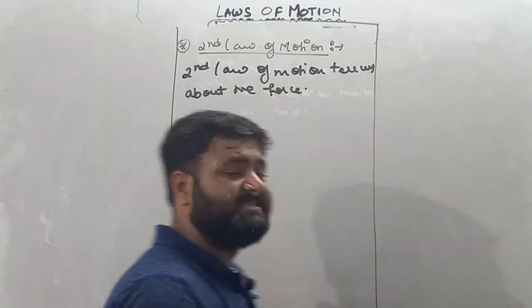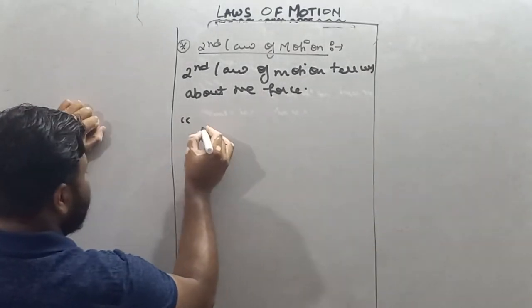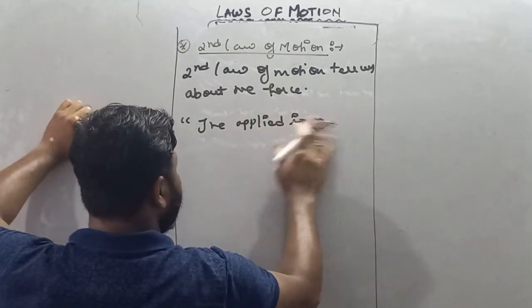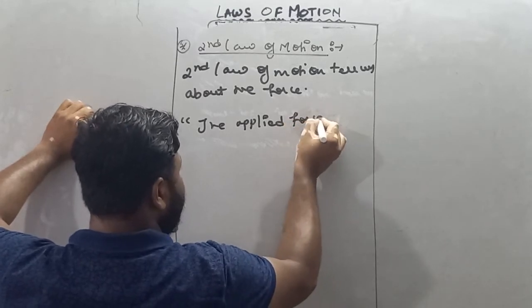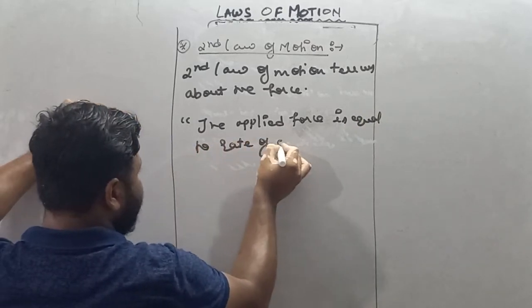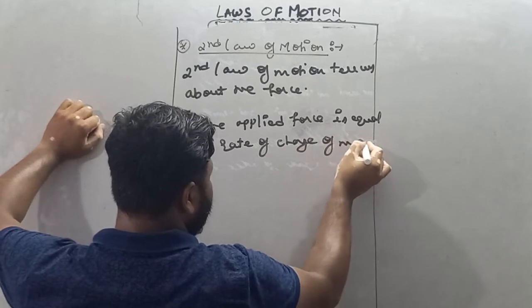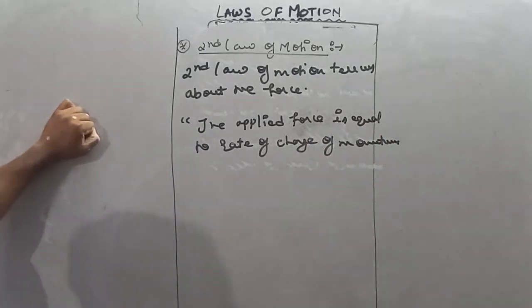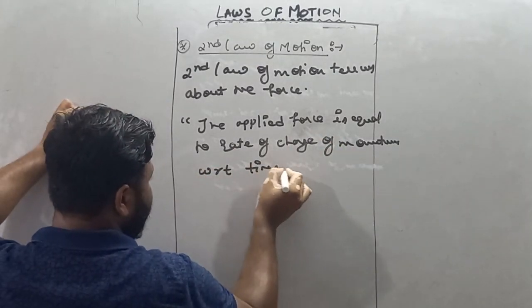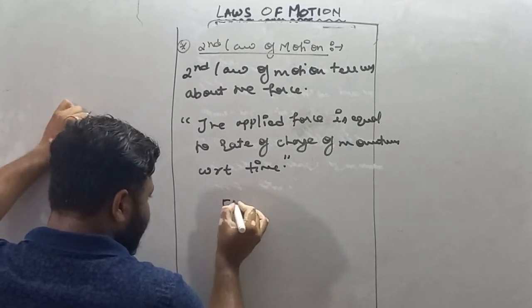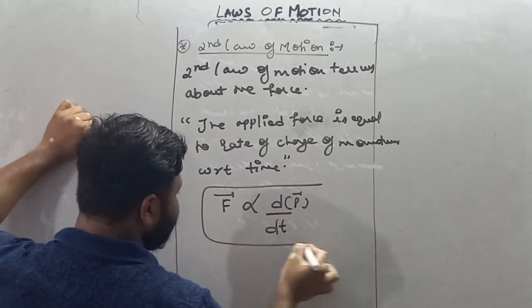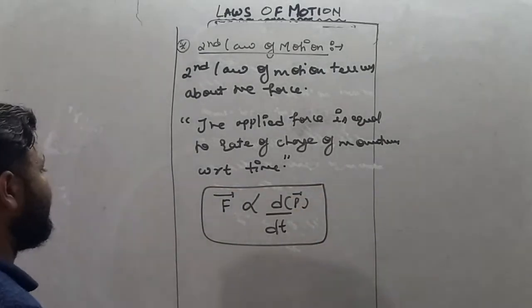Now see, my dear student, what the second law says. The second law says the applied force is equal to the rate of change of momentum with respect to time. So this statement says applied force is directly proportional to the rate of change of momentum with respect to time, that is dp vector by dt.